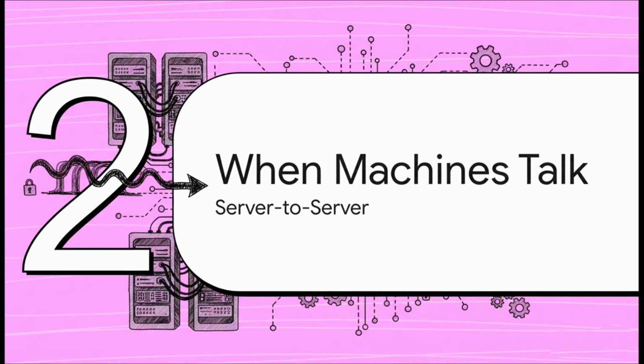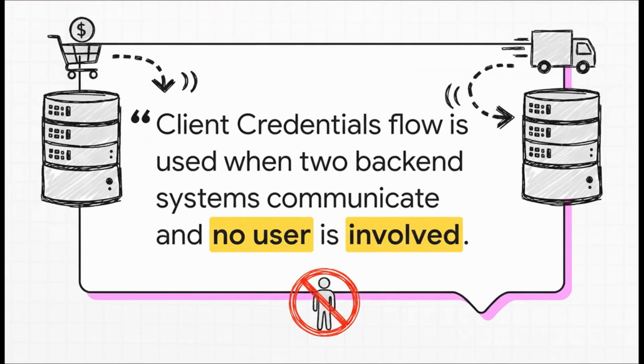Okay, that's great for when a person is logging in. But what happens when there's no user at all? What if it's just two computer systems, two servers that need to talk to each other securely? For that, we've got the client credentials flow. This is purely for machine-to-machine stuff.